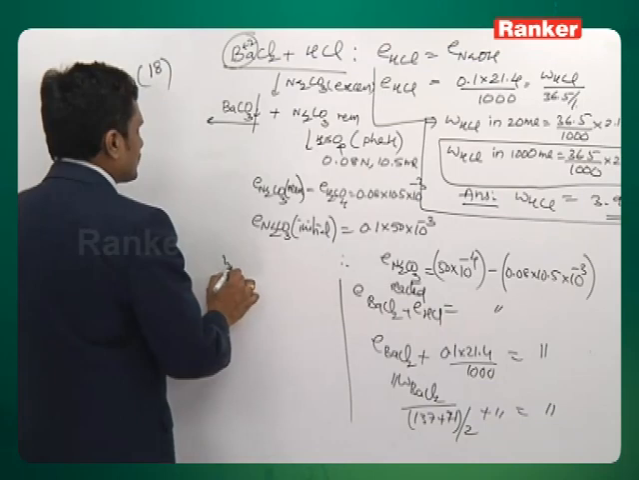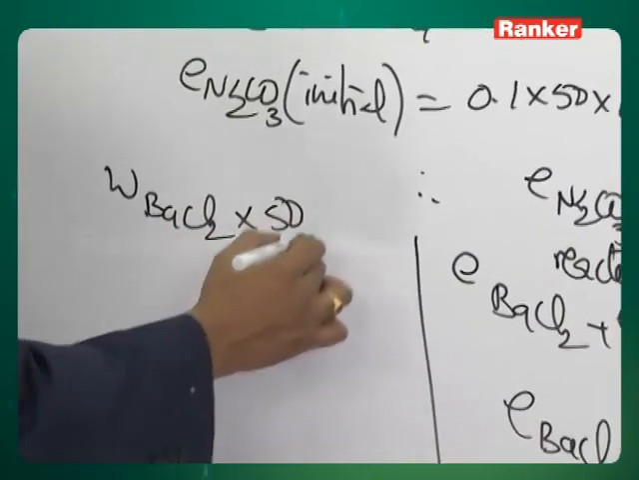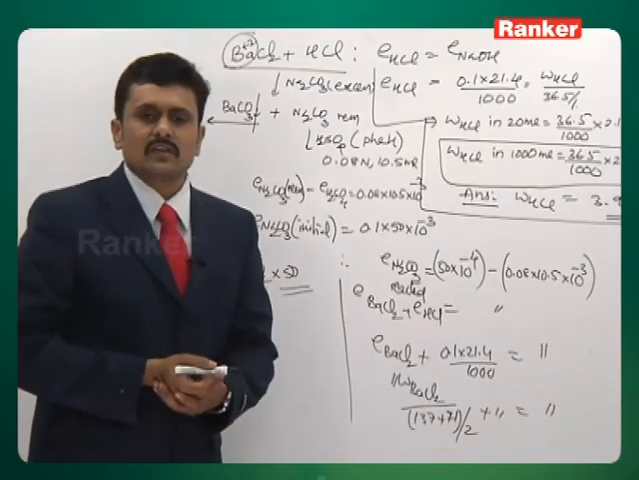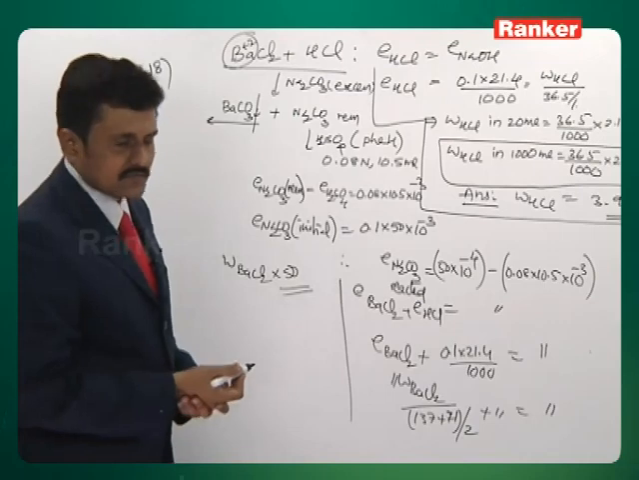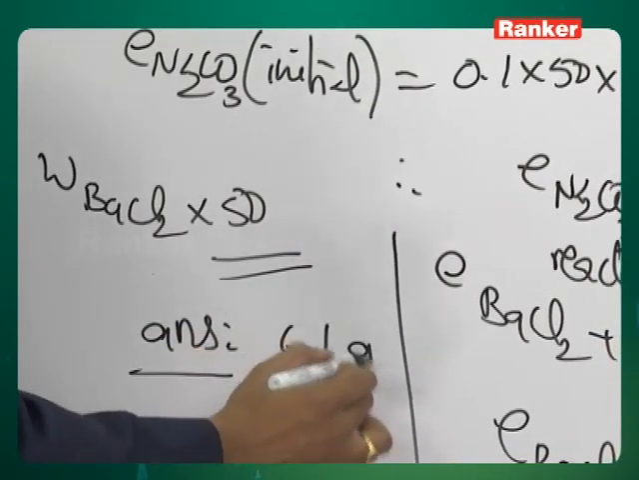Now after getting weight of BaCl2 present over there, when I multiply this with 50, I'll be getting the weight of BaCl2 that is present in 1 liter of the solution, and the answer for this is 6.1 gram.